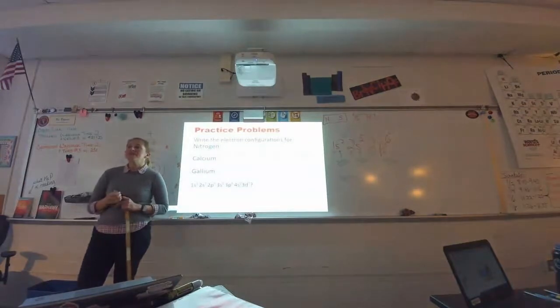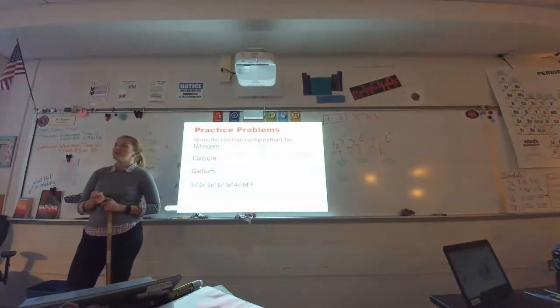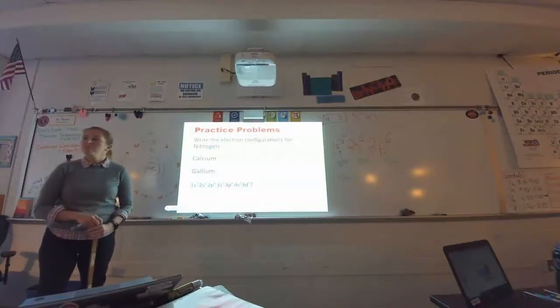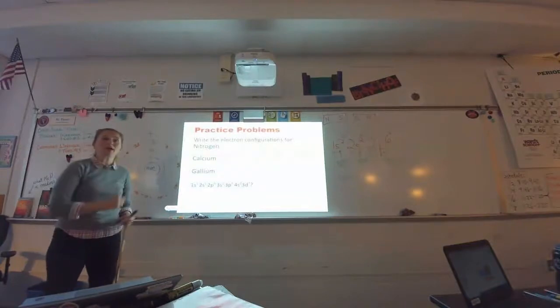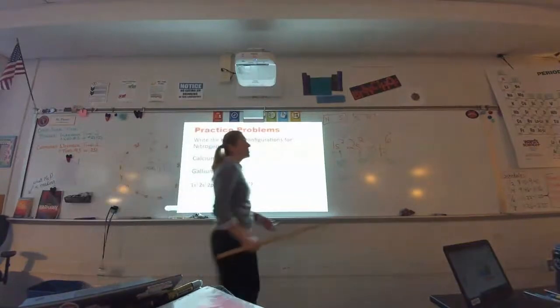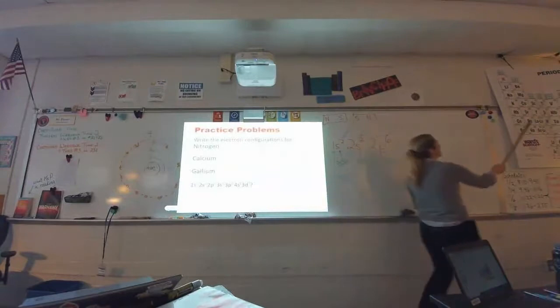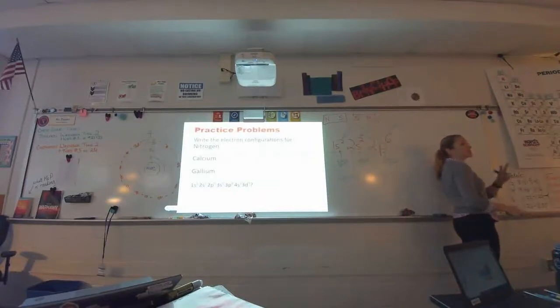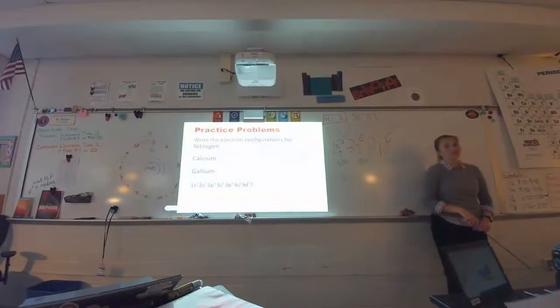How many valence electrons does calcium have? How many are in the outer layer? 2. There's 2 ways we can tell now. The first one is, we know that everything in the second column, that takes number 2 up there, has 2 valence electrons. Everything. So boom, we know it has 2 valence electrons.